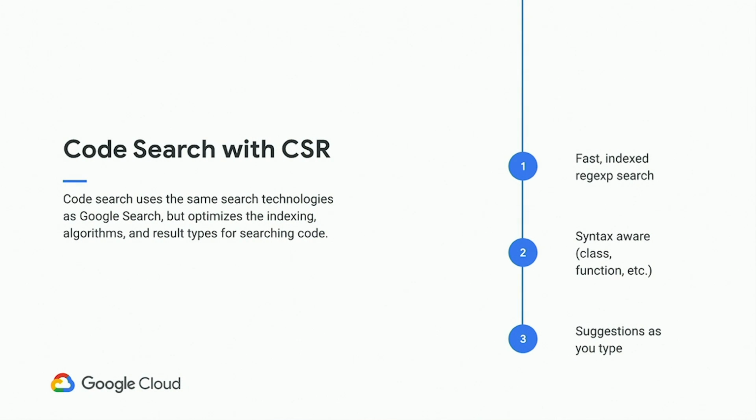There are three areas where code search for Cloud Source Repositories really excels. First, with support for regular expression search. That means you can craft queries to answer even the most complex of questions. Second, by having a syntax-aware index. That means that you're not just searching for text. You can also search for specific entity types, such as a class or a function. And finally, with result suggestions as you type, you can get answers to the questions you're looking for right away without having to wade through any search result pages.